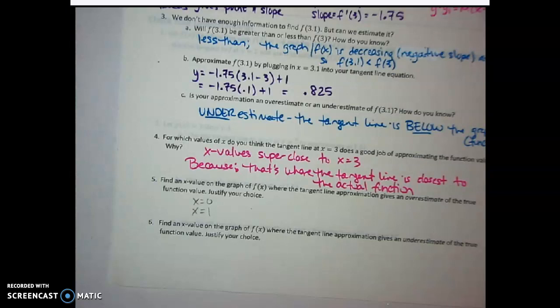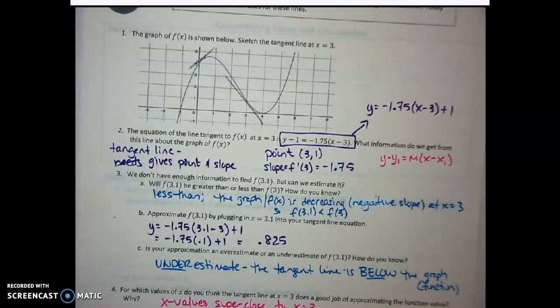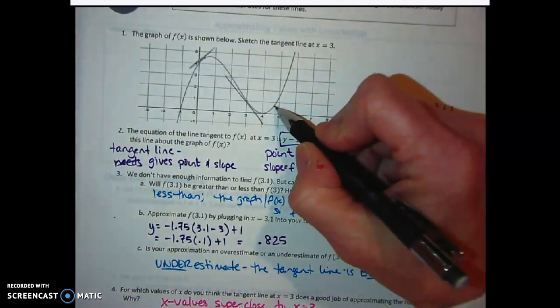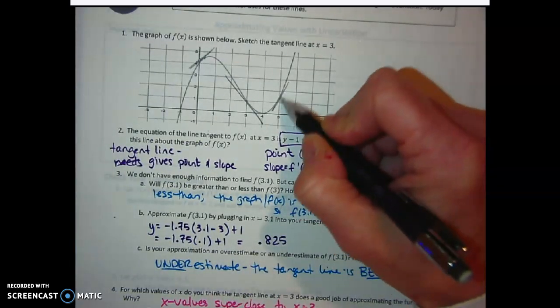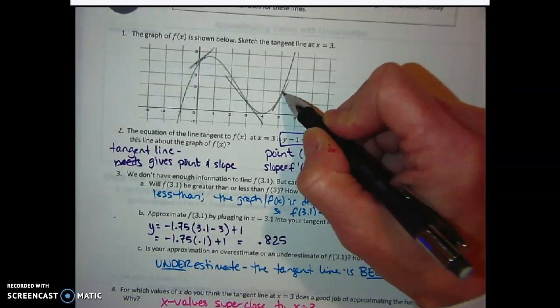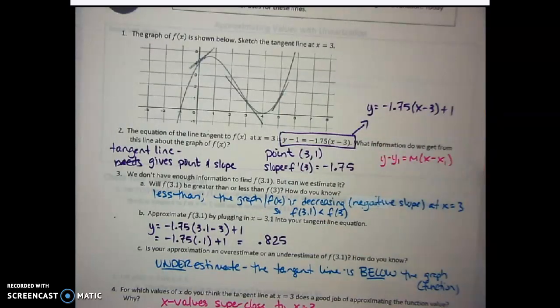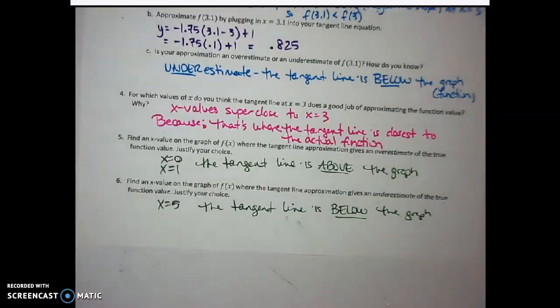Where would the tangent line approximation give an underestimate? Other than at x equals 3, where else might it give an underestimate? Well, again, anywhere that the tangent line is below. So if I were to find this tangent line at x equals 5, if I were to go a little bit above 5, here's the actual value, right? But my tangent line is below that, so it's going to be an underestimate. And so there we have those two answers for 4 and 5, and the reason. The tangent line being above or below the graph is going to tell you whether the tangent line approximation is going to be an overestimate or an underestimate.